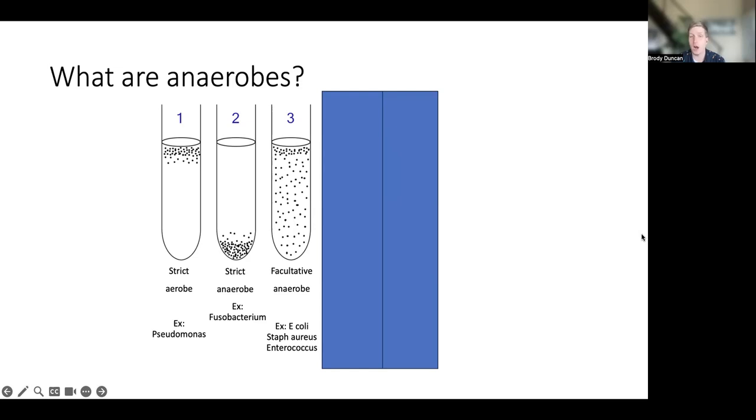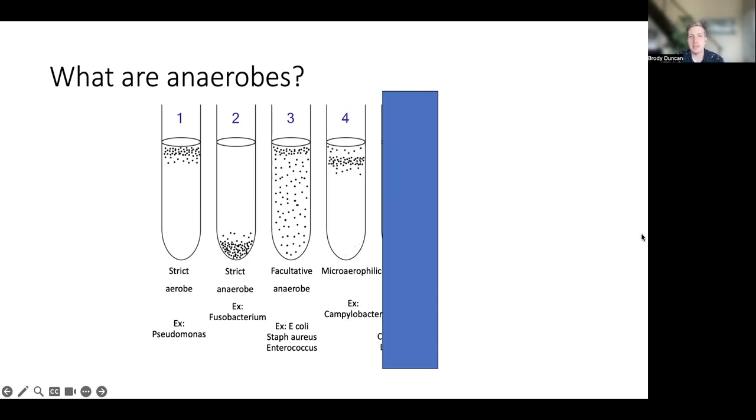So a lot of our common bacteria like E. coli, Staph aureus, Enterococcus fit in this facultative category, where they can facilitate metabolism no matter where they are. And that's part of the reason you see them in so many different types of infections, is they can really do well in different environments.